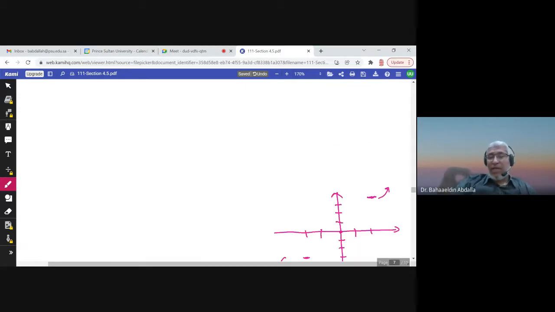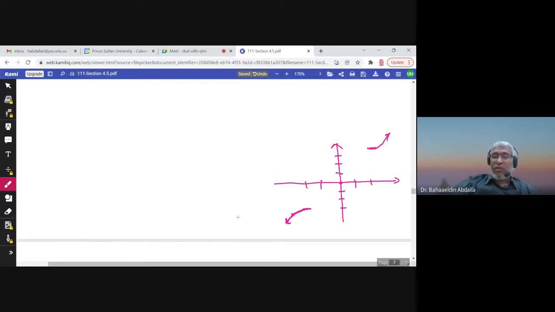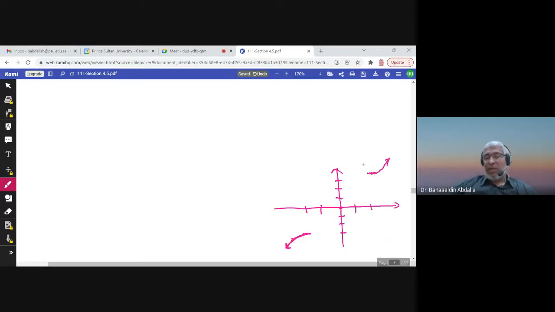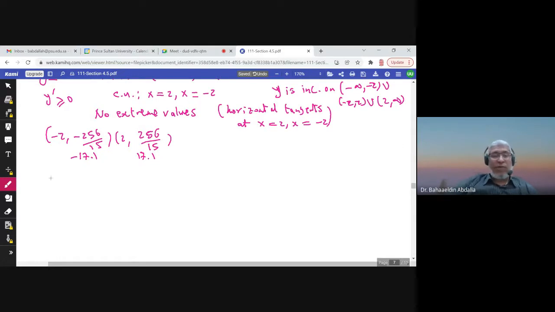So I can say that it may go like this here, and it will go to infinity, so it may go like this here. And we will see that it is always increasing. It's increasing here, it's increasing there. That's good. Now let us find y double prime.